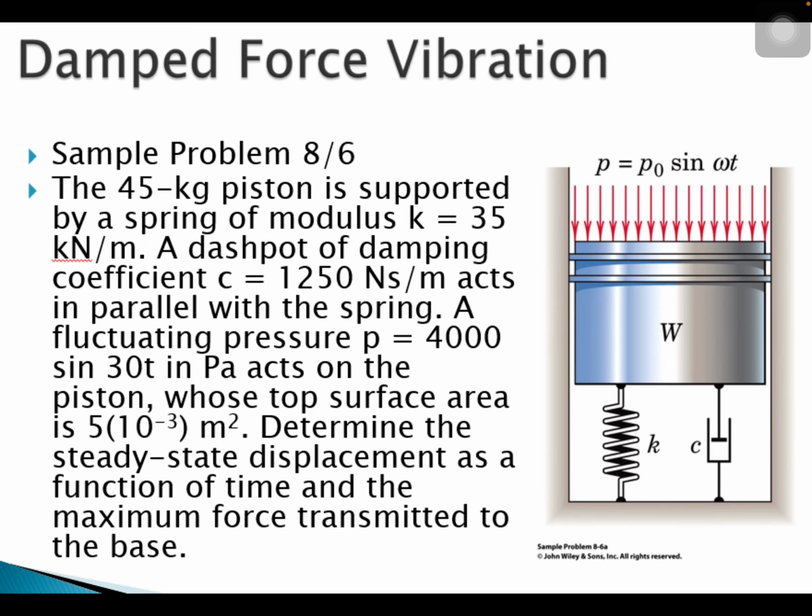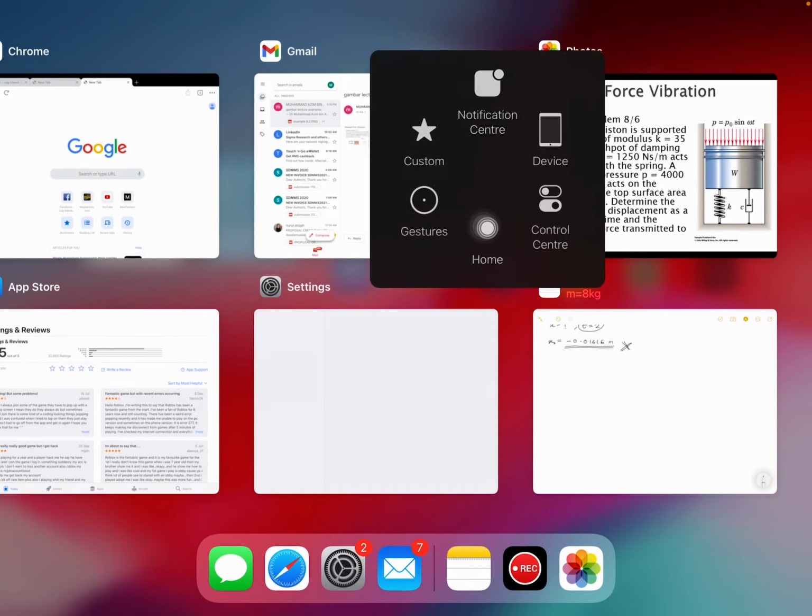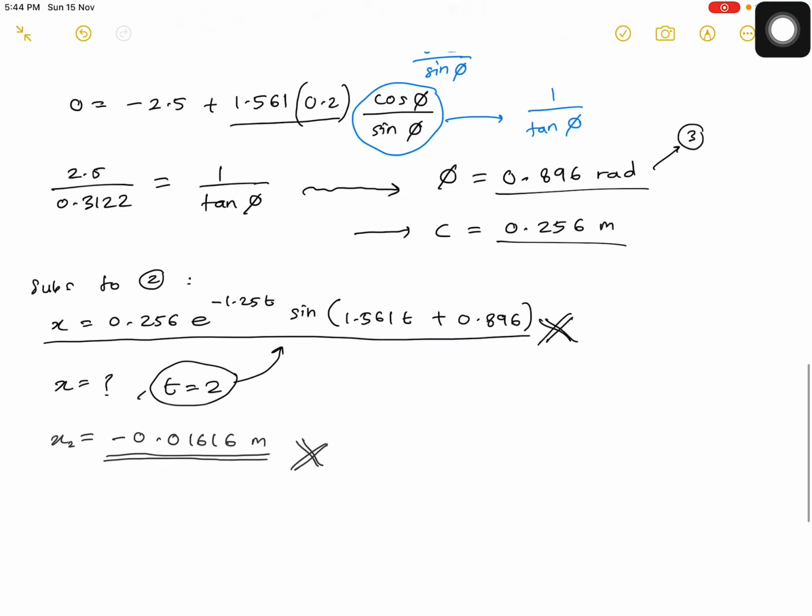And then we need to find the maximum force transmitted to the base. So now it's a little different. Not the force transmitted to the piston, but to the base. So don't worry about that. We can still calculate that. So we start to do the answer.